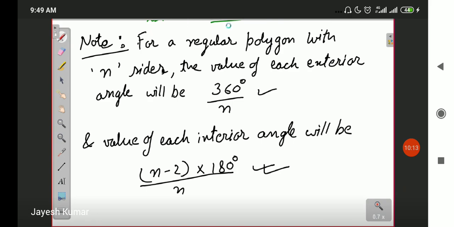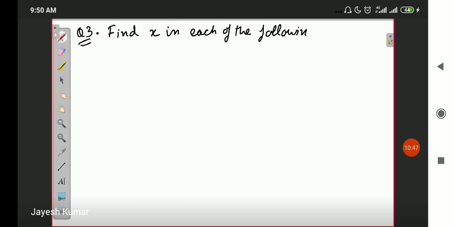So we will start with question number 3. First of all, let me write down the question for you and then I will draw the diagrams. Question number 3 is, find the value of x for each of the following. We have done a similar type of question in the previous exercise, that was question number 9, and this type of question we are encountering again. Find x in each of the following. We have to determine the value of x for each of the following.